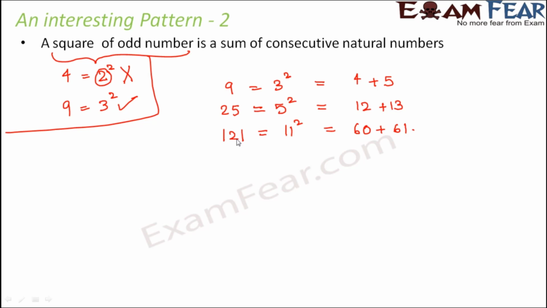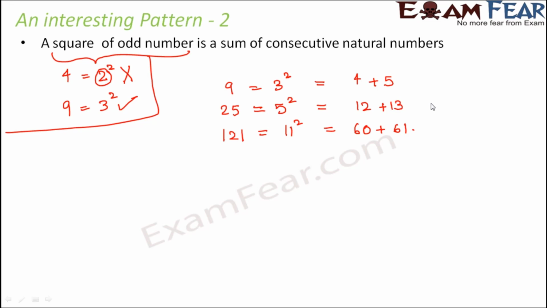Now let's take the example of 121. So if we say that 121 can be written as 60 plus 61, that doesn't mean that 121 cannot be written as the sum of any other two numbers. 121 can also be written as 120 plus 1. It can also be written as 100 plus 21.